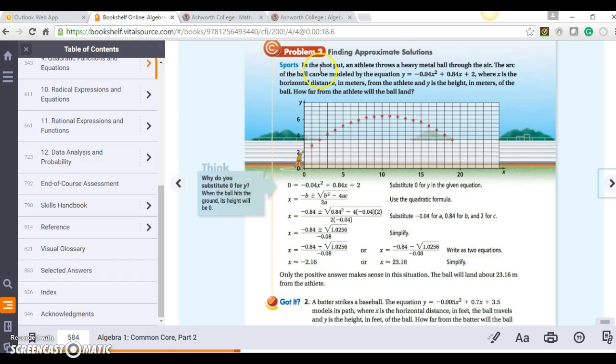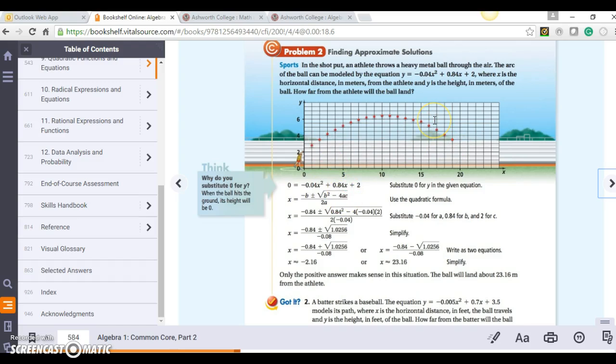So here, sports, and the shot put, an athlete throws a heavy metal ball through the air. The arc of the ball can be modeled by the equation y equals negative 0.04x squared plus 0.84x plus 2, where x is the horizontal distance in meters from the athlete and y is the height in meters of the ball. How far from the athlete will the ball land? So I want to figure out how far will the ball land.